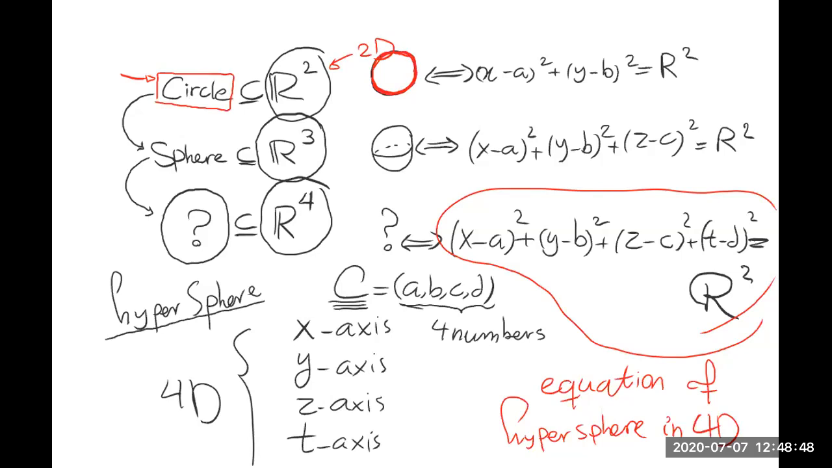Well, the circle is one-dimensional. The circle itself, because it looks like a curve, right? It looks like a line. It just has some length. So the circle itself is one-dimensional. So circle is one-dimensional inside a two-dimensional space.